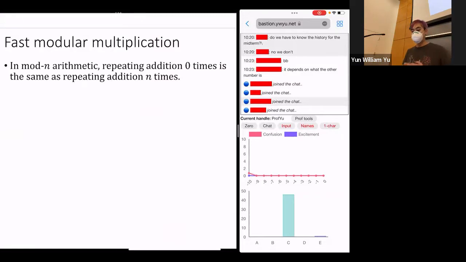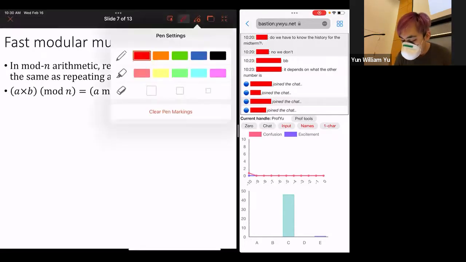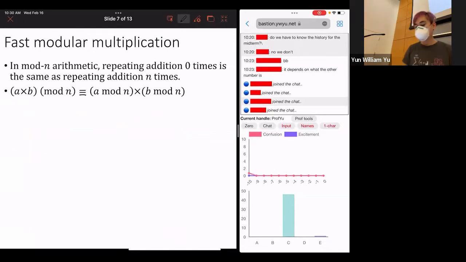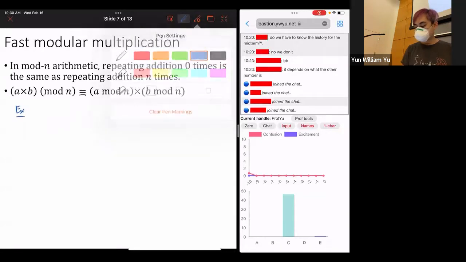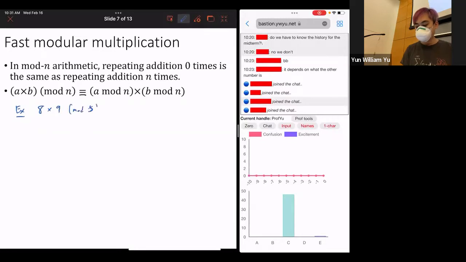So in mod n arithmetic, repeating addition 0 times is the same as repeating addition n times, right? So what you can do is you can have a times b mod n, that's equivalent to a mod n times b mod n. So let's give an example of that. So 8 times 9 mod 5. So that's equivalent to 72 mod 5, which is equal to 2 mod 5.